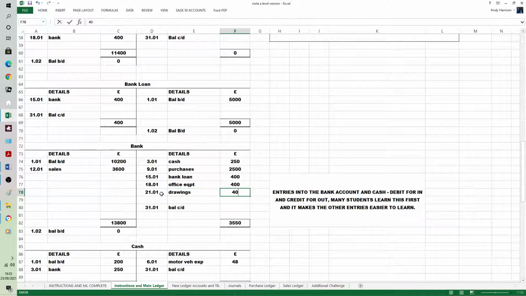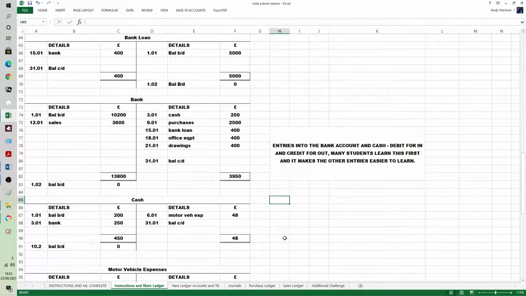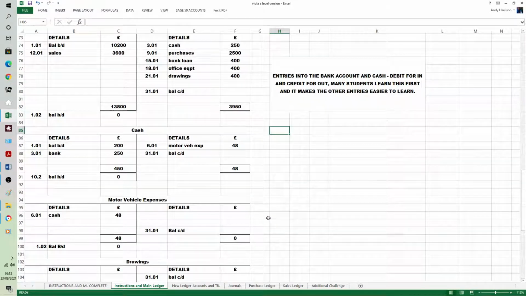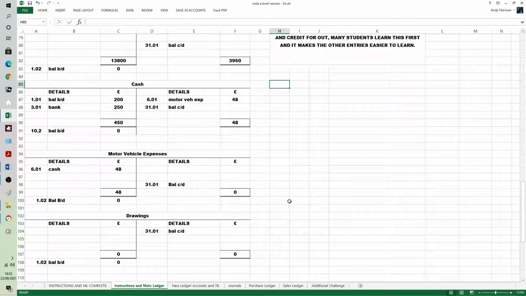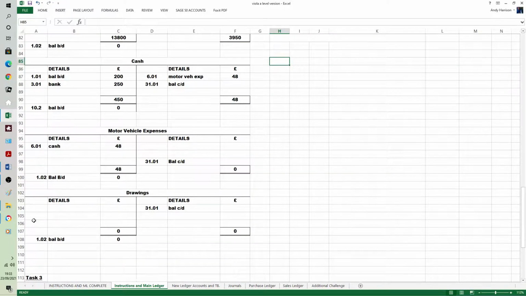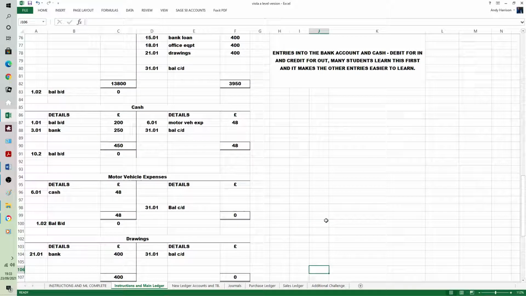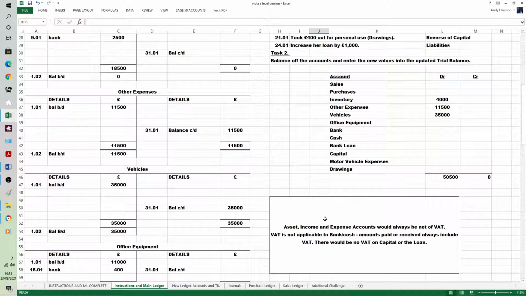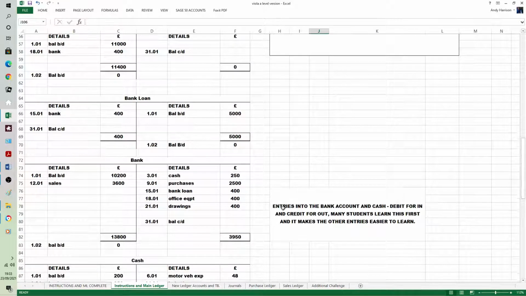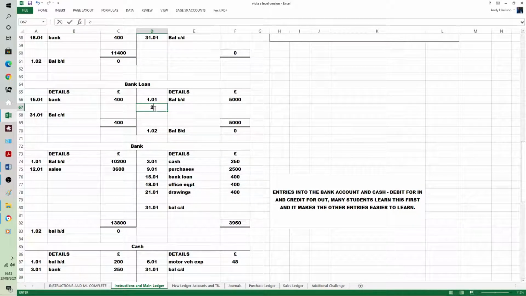Drawings. Occasionally we hear people learning that drawings are an expense, but it helps in terms of which side to put it and where to put it in the trial balance, but actually in accounting terms it's very, very wrong. Yeah, so drawings are debits. And then one last one, a loan, more money on the loan. We're increasing the amount that we owe to the bank by 1,000, but that money has come into the bank.